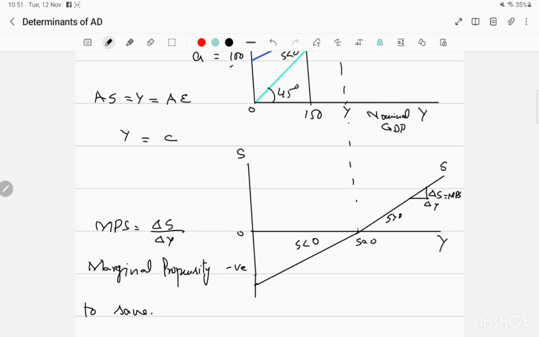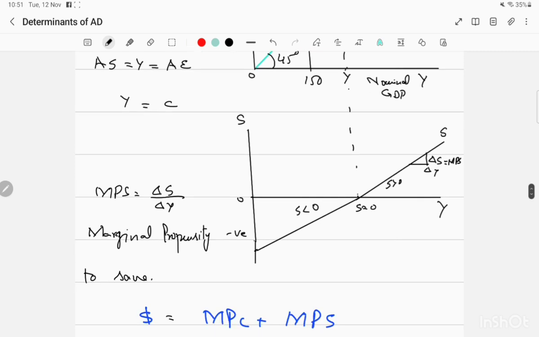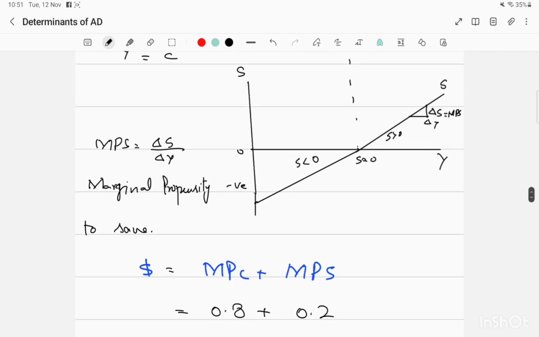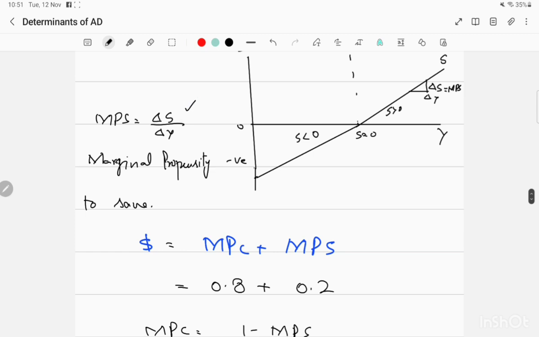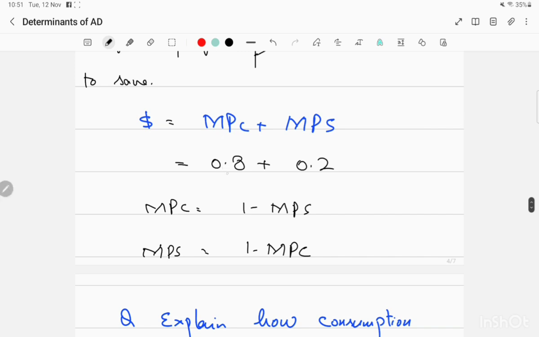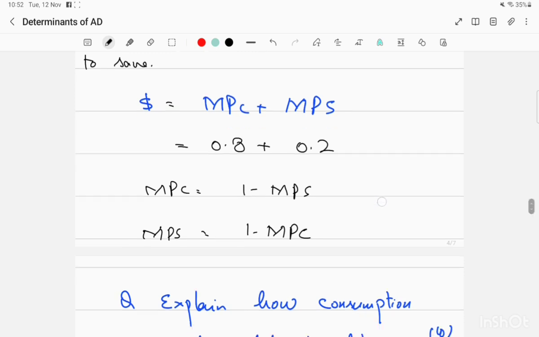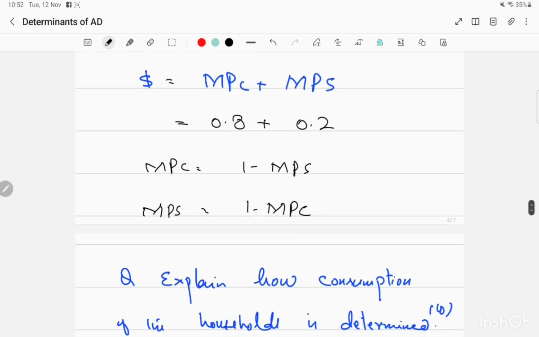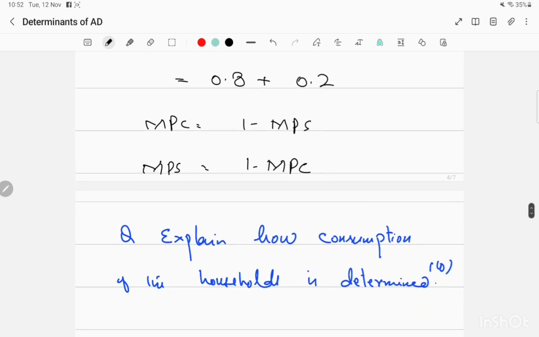The slope tells us how much of an additional dollar of income will be saved by the people. MPS is the change in saving due to change in income. Each dollar is either consumed or saved. If the MPC value is 0.8, the MPS will be 0.2. This is very important for A2 students to learn, because it will help us understand the multiplier model, which is an upcoming lesson. So MPC can be found as 1 minus MPS, and MPS can be found as 1 minus MPC.